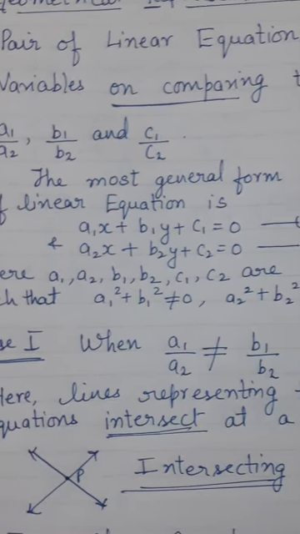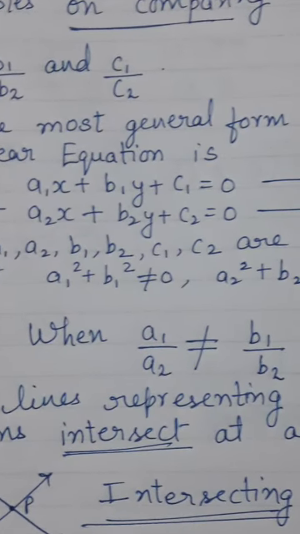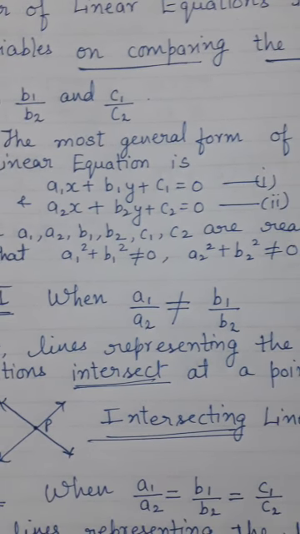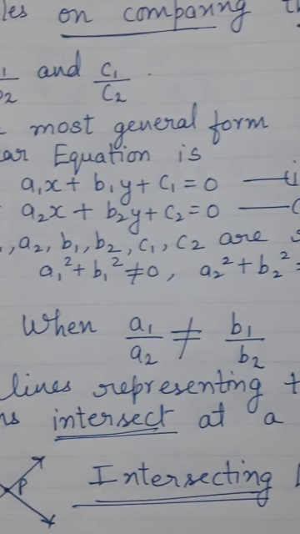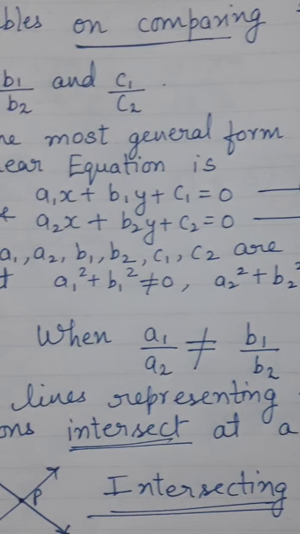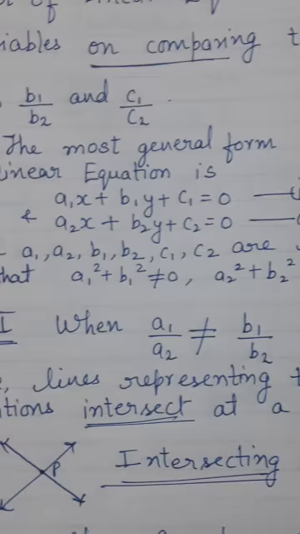See here, you all know the general form of a linear pair in two variables: a1x plus b1y plus c1 is equal to 0. This is the first equation. And the second equation is a2x plus b2y plus c2 is equal to 0. This is the general form for a pair of linear equations, where a1, a2, b1, b2, c1, c2 are all real numbers. And always remember that a1, b1, a2, b2 will never be equal to 0.